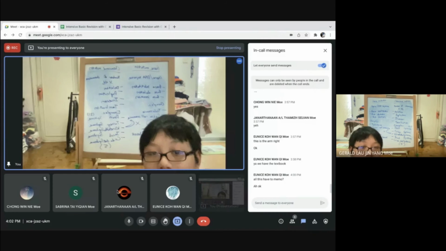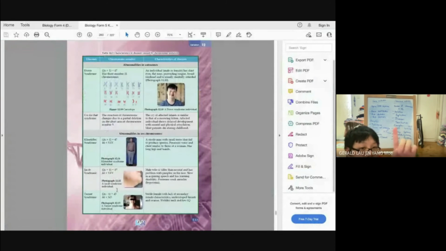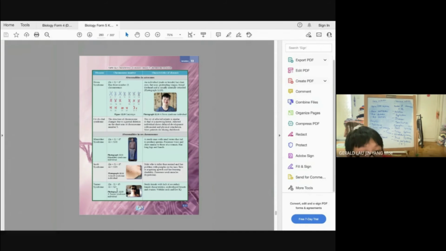Okay. Understand? Klinefelter syndrome, Klinefelter will only affect males. Understand? XY, I tambah satu lagi X, double the X. So a sterile man, because of the X, dia macam girl lah. Dia sebenarnya boy, tapi because of the X, it looks like girl characteristic. So dia small testes, dia tak boleh produce sperm, possess voice and chest similar to a woman. Untuk Turner syndrome opposite, Turner syndrome is XO. Dia girl, tapi dia karakteristik macam boy. So, lack of secondary female characteristic, undeveloped breast and ovary, web-like neck and low IQ. Understand?